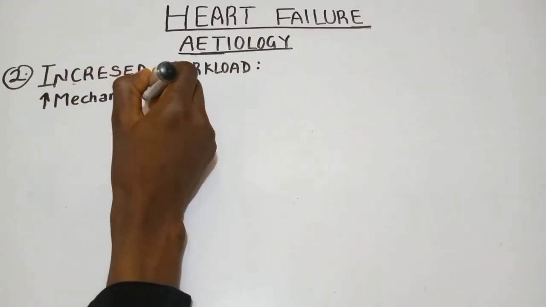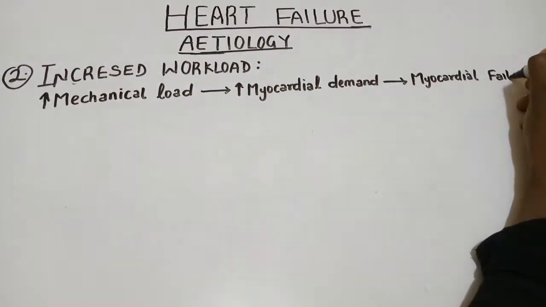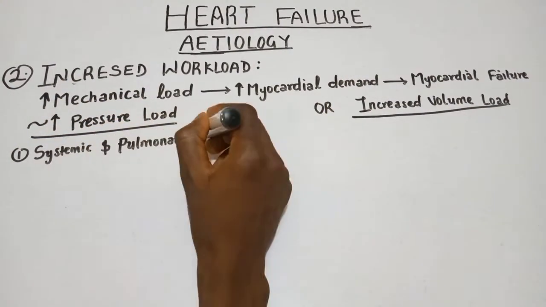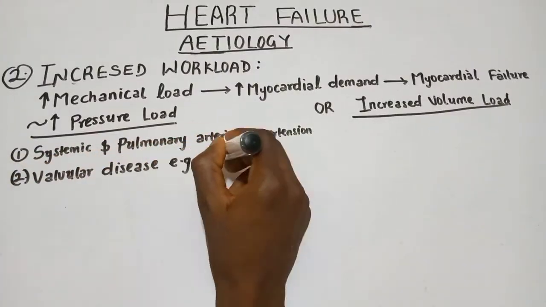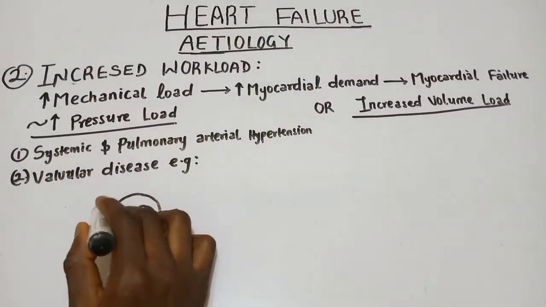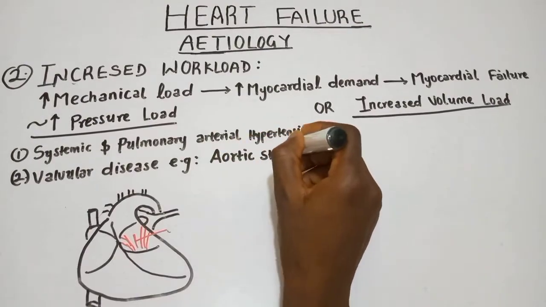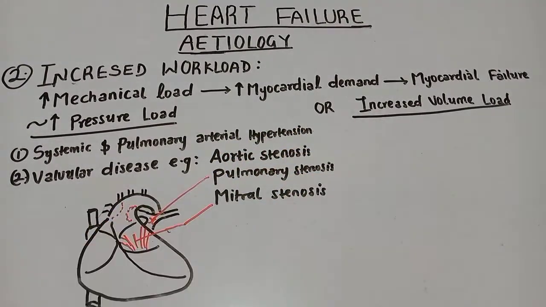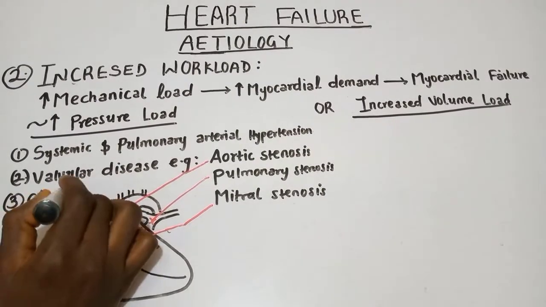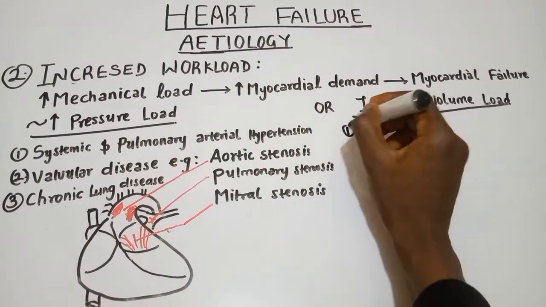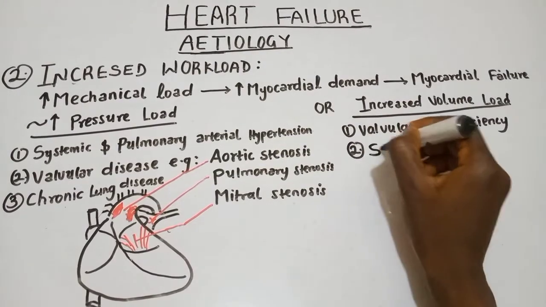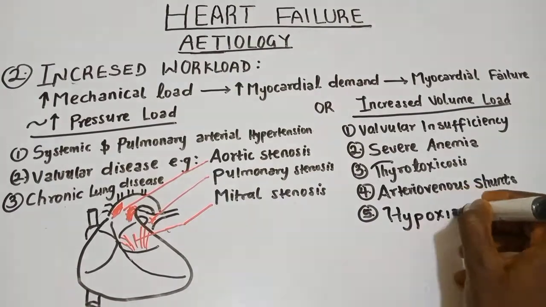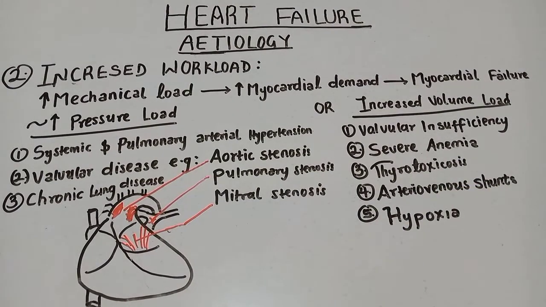An increase in mechanical load will lead to increased myocardial demand, which will lead to consequent myocardial failure. Conditions that lead to increased mechanical load by causing increased pressure load includes systemic and pulmonary arterial hypertension, valvular diseases, example, aortic stenosis, pulmonary stenosis, and mitral stenosis. Chronic lung diseases also causes it. Myocardial failure due to increased volume load is precipitated by valvular insufficiency, severe anemia, thyrotoxicosis, arteriovenous shunt, etc.